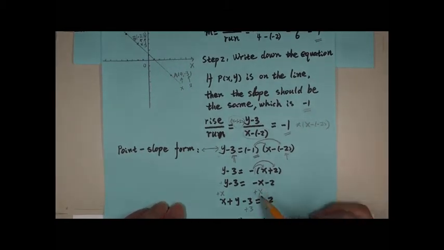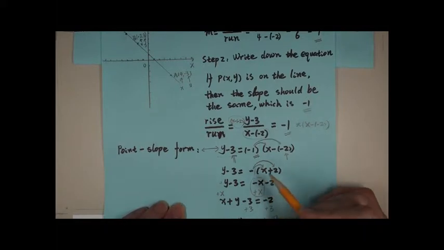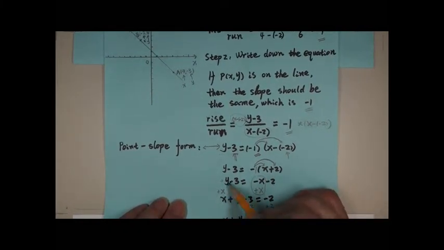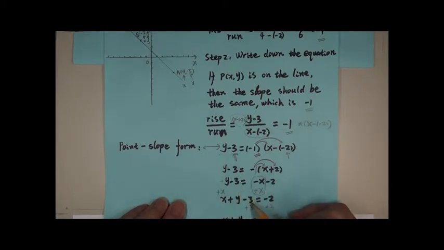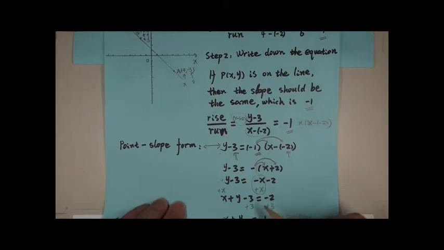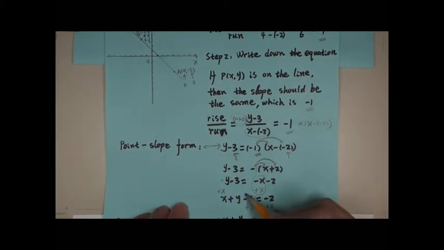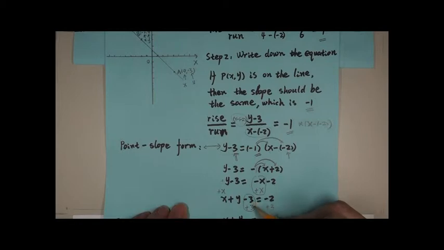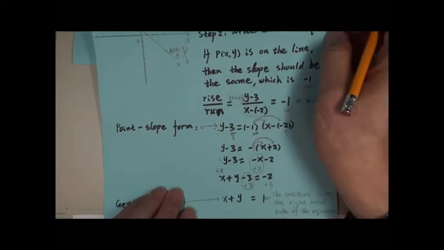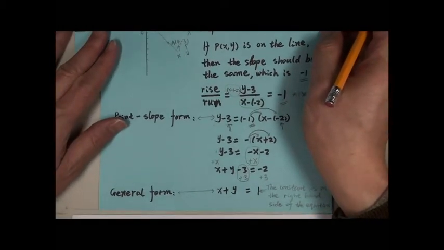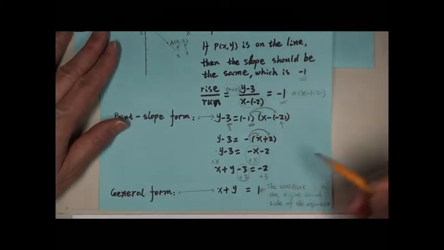Now, plus x on both sides, cancel this positive negative x. And here you have x plus y. Copy negative 3 down to here. Right hand side you have negative 2. Plus 3 on both sides. Then positive 3 and negative 3 cancel each other. 3 plus negative 2, you have a positive 1. Okay? On the right hand side.